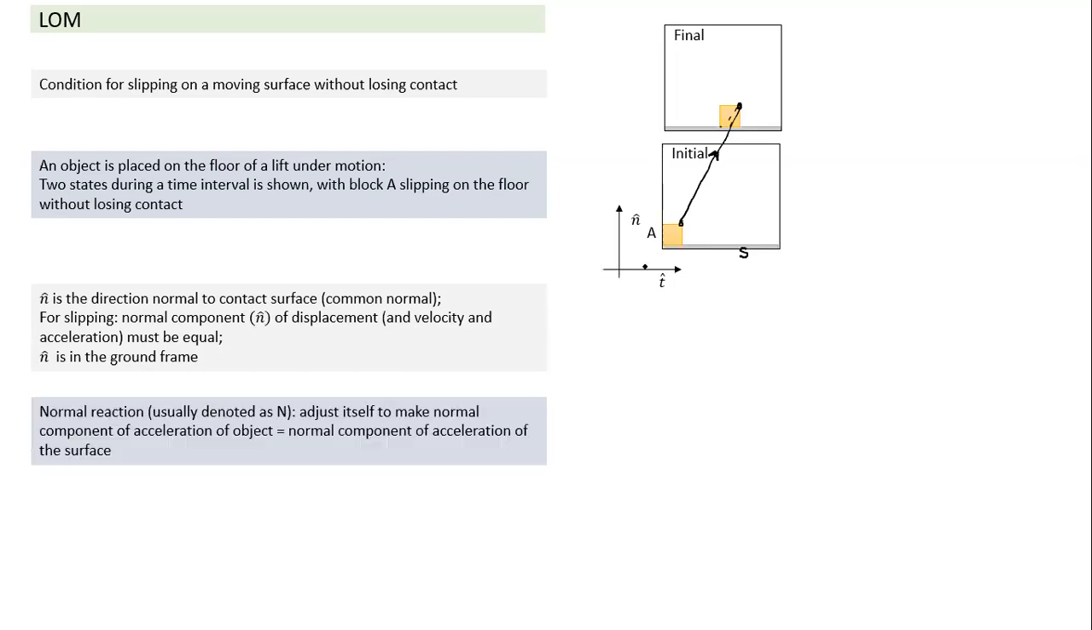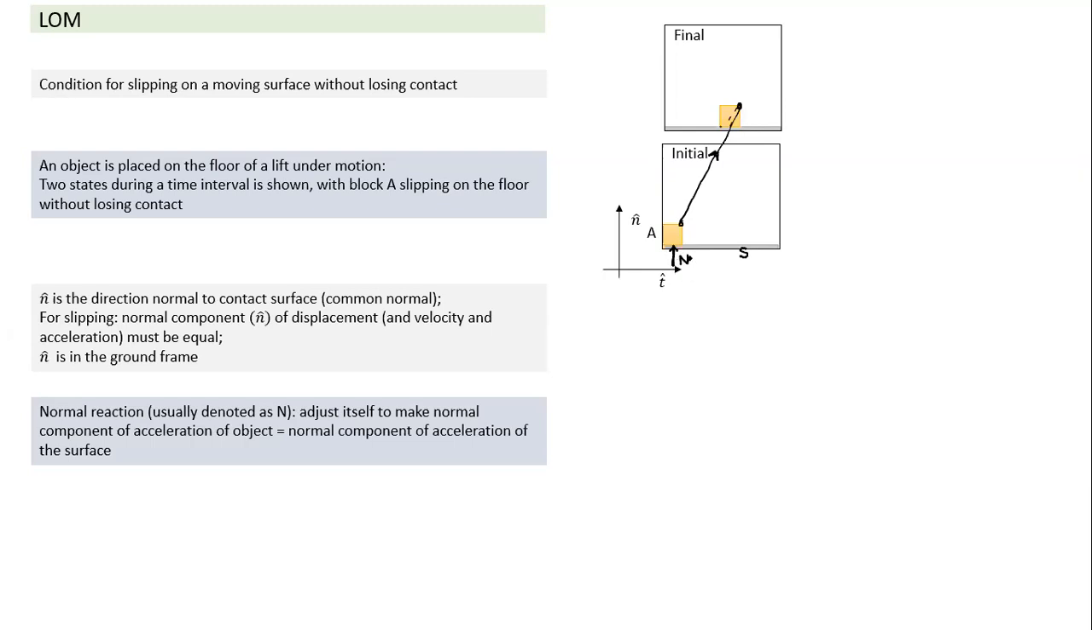And actually, this condition is also used very commonly in finding the normal reaction. What is normal reaction here? If an object is moving on a surface, there's a contact force, and the contact force we define into two components. The normal component of contact force is called normal reaction. So how do we calculate normal reaction? What is the law of motion condition we use to find normal reaction?